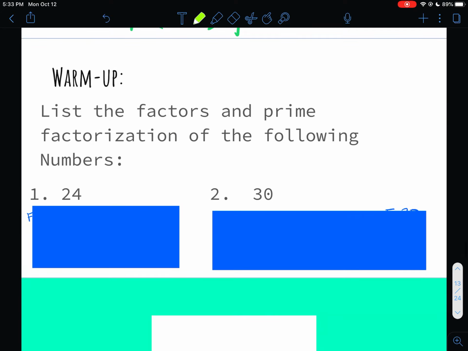So to get your brain started on what we are doing, I would like you to get out your notebook, pause the video, and complete this warm-up. I would like you to list the factors and the prime factorization of both 24 and 30. Okay, so doing that right now for me, pause the video and try this on your own.